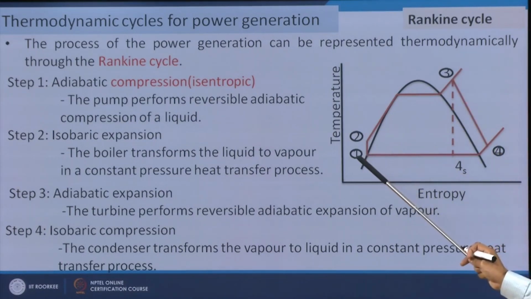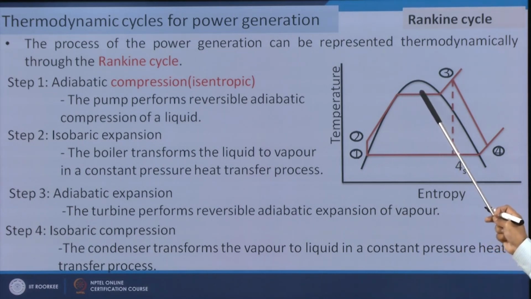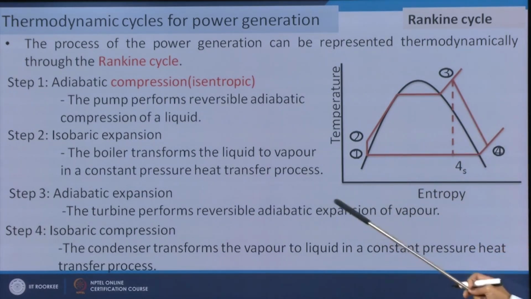The first step is because of the pumping of the water. The second is the boiler: in the boiler the temperature increases, then boiling takes place, then steam pressure and temperature increase. And the third is adiabatic expansion. The turbine performs reversible adiabatic expansion of the vapor, the steam which is generated and sent into the turbine. The expansion takes place in adiabatic condition, and that is your 3 to 4.